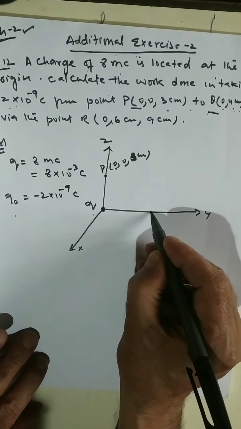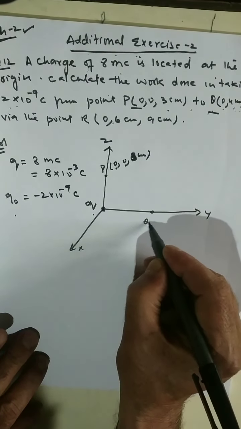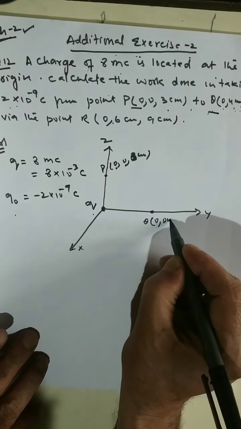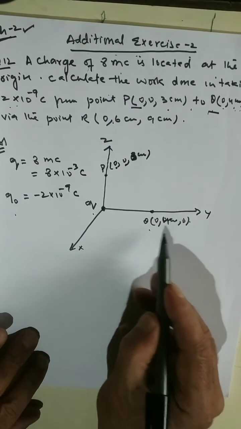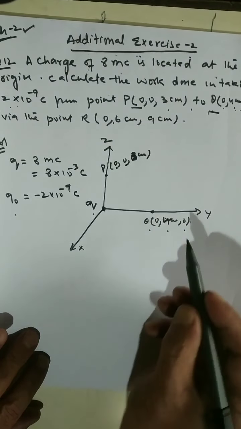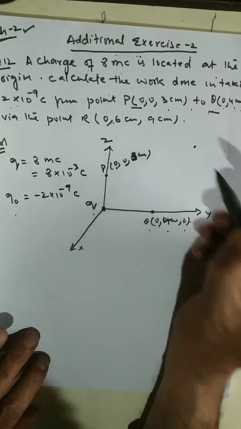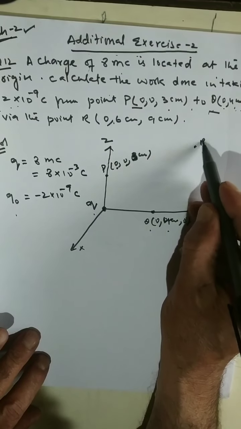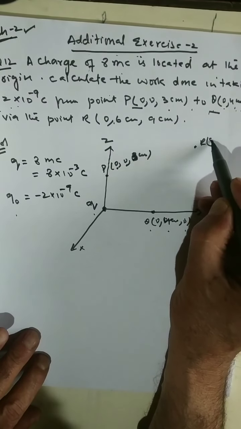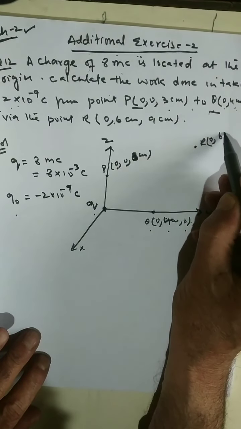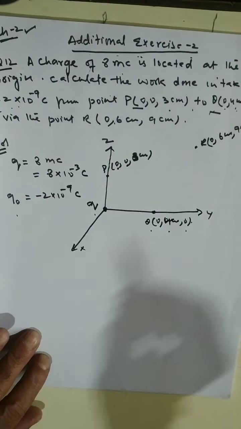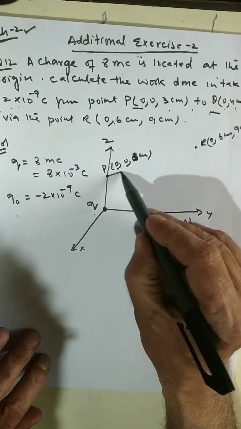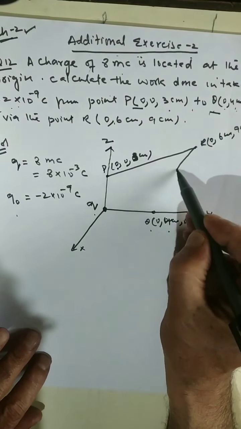And Q is equal to 0, 4 centimeter, 0. So its x is 0, y is 4 centimeter, z is 0. And the point R is 0, 6 centimeter and 9 centimeter. It has to be taken like this, it says to take it this way. What will be the work done?